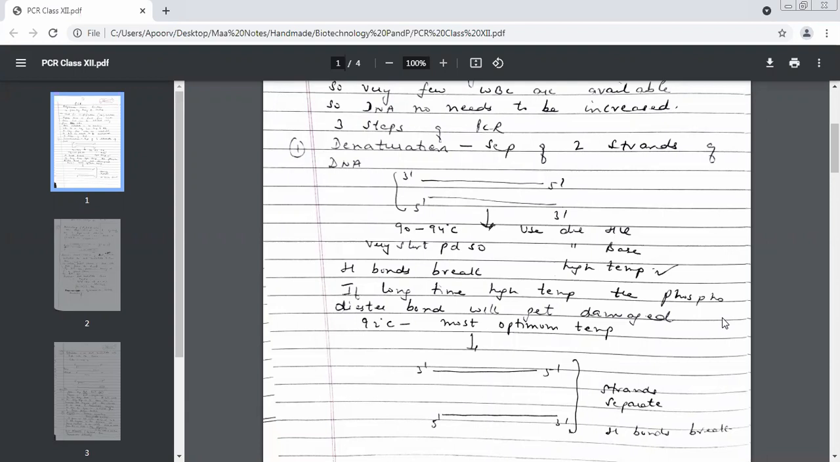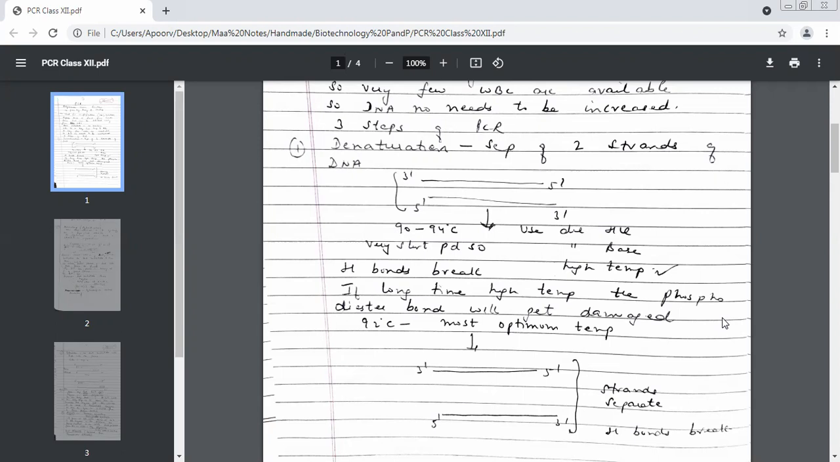But for that, we need to break which bonds? Hydrogen bonds. There are 3 things which are needed for denaturation. One is dilute acid. What are the other 2 things? Dilute base and high temperature. What is the most optimum temperature for denaturation? 94 degrees Celsius. But we should heat it for a very short time, not for a long time.